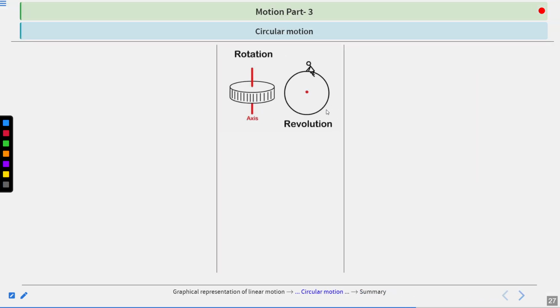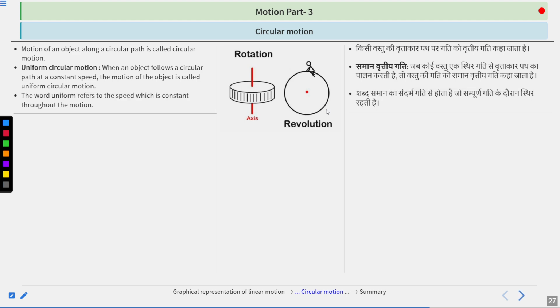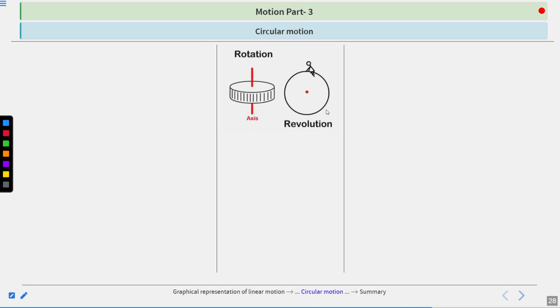Now the circular motion. Motion of an object along a circular path is called circular motion. There is uniform circular motion. When an object follows a circular path at a constant speed, the motion of the object is called uniform circular motion. The word uniform refers to the speed, which is constant throughout the motion.